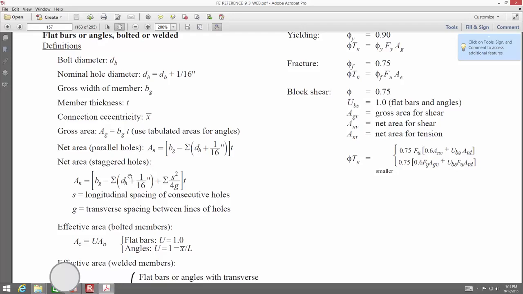You have 16, 4, and 8. You add a 16th when you're doing bolt calcs, but you add an 1/8 when you're doing tension member calcs. Y'all remember that? So this formula looks like it's wrong, but it's actually not, because it's saying the diameter of the hole, and the diameter of the hole is the diameter of the bolt plus the 16th of an inch.